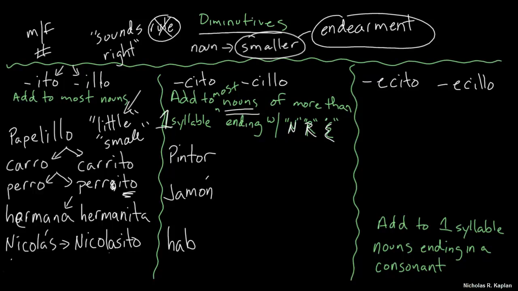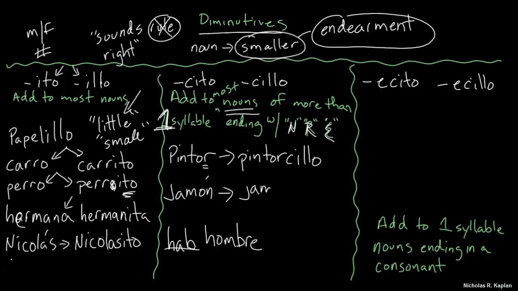Hombre. What? Hombre. Alright, and so, oh man, look, he's like a little painter. And so this ends in an R. It's more than one syllable, so pintor, cio. Done. Little painter. Or jamon, like jamon serrano. If you ever get to Spain, make sure you get some jamon serrano. So you could get some ham, but maybe you're going to bed and you don't want a big snack. I'll just take a little jamoncito.